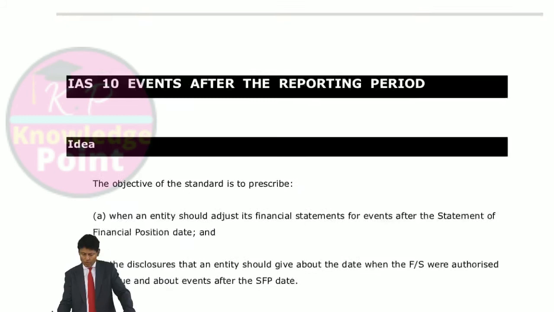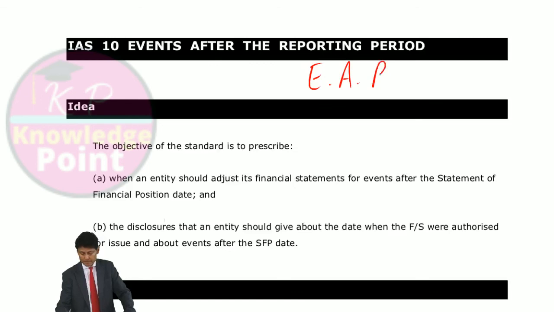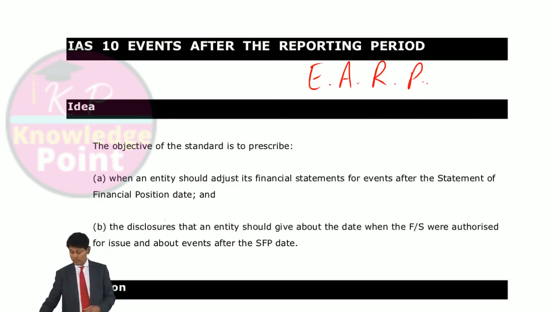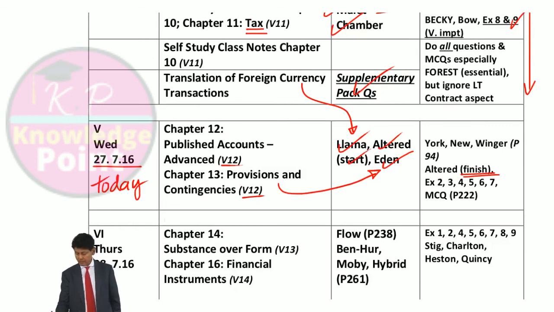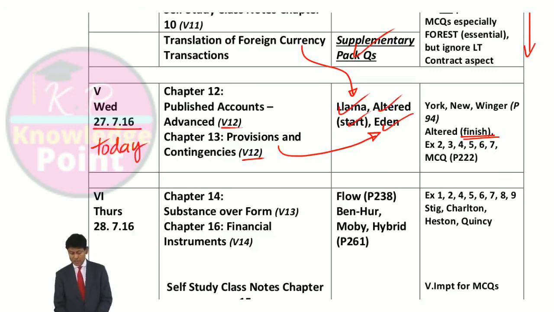The page 224 is where I show you the events after the reporting period. We came across that inventory item, 500 reduced to 360, in the question called Altered. So that's something I would like you to read. Otherwise, my only task is to take you back to the program for today. And if you finish off that Altered question by doing the SFP and pick up some of those published questions, York and New and Winger and so on, and pick up some of the MCQs, you should be well prepared for this coming exam.